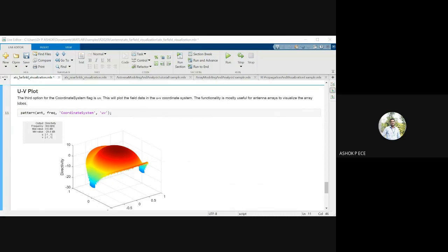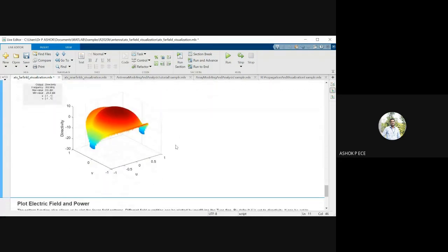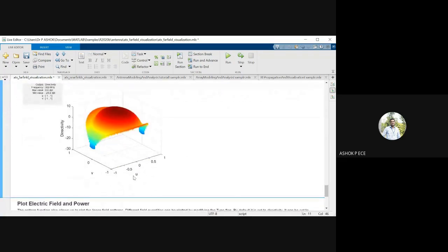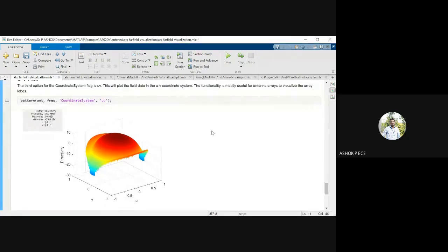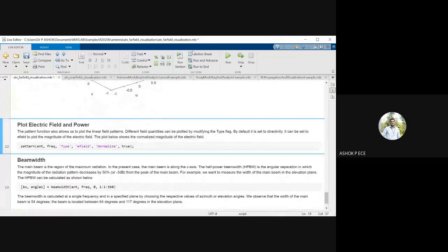I think the answer, you can see the graph. This is your UV. It is plotted on a UV scale. Both U and V are normalized from -1 to 1. So it will give a better idea about the antenna lobes, or where the major lobes and minor lobes are. You can have this for a UV plot, and then you can plot the electric field and power.